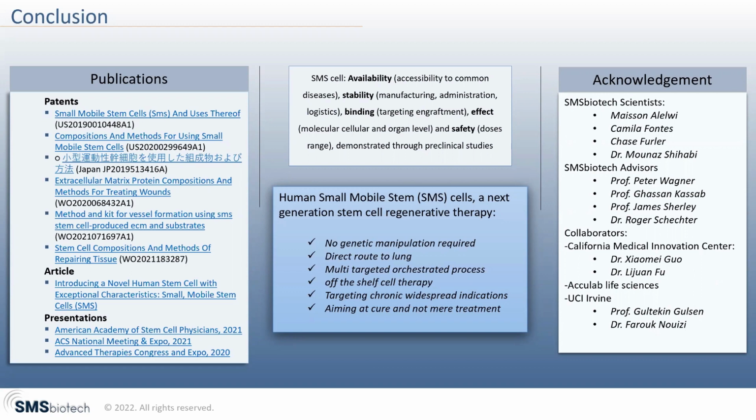So these human small mobile stem cells are a next generation stem cell regenerative therapy. There is no genetic manipulation required. It's a direct route to the lung. It's a multi-targeted, orchestrated, smart, intelligent, natural process. Off-the-shelf cell therapy, targeting chronic, widespread indications and aiming for cure, not mere treatment.